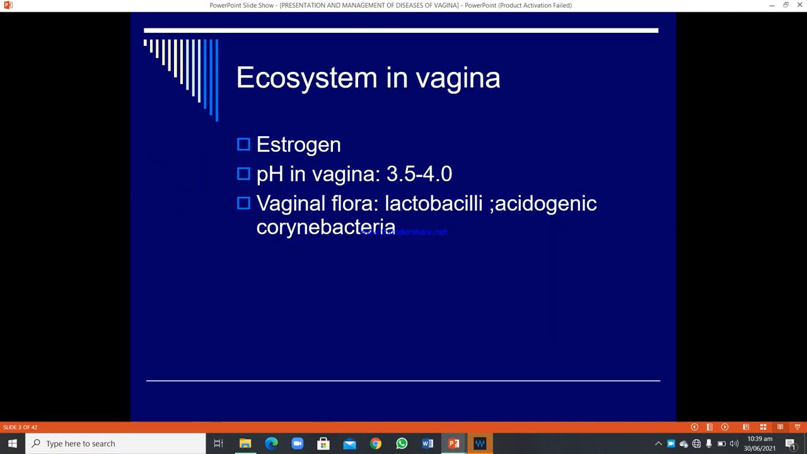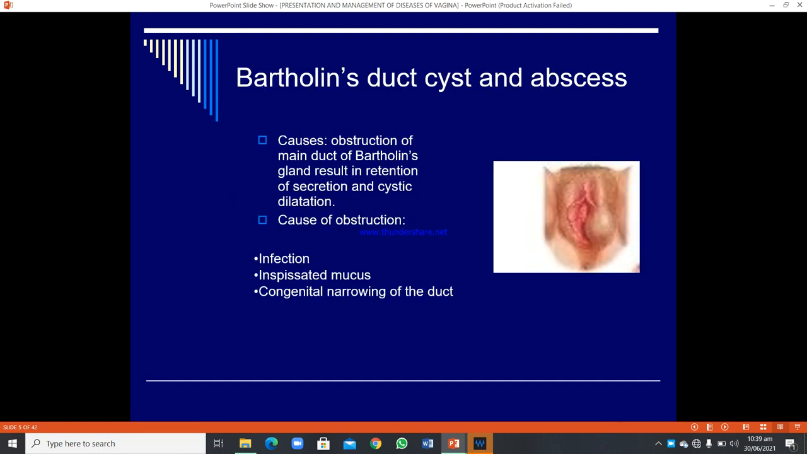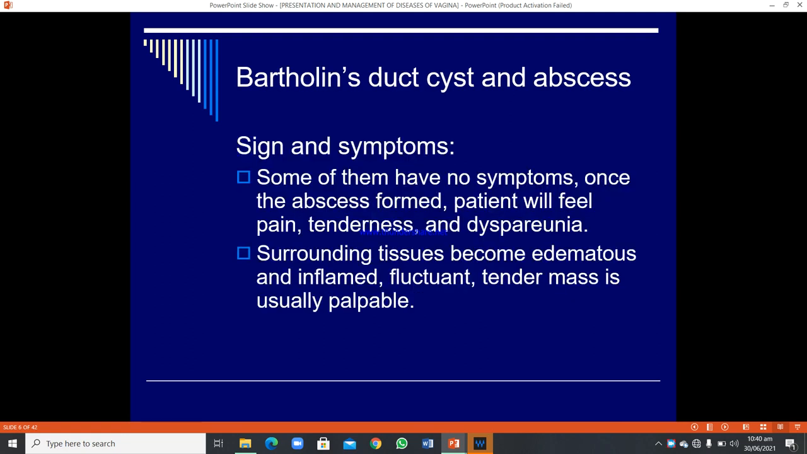Ecosystem in the vagina: estrogen, pH in the vagina 3.5 to 4, vaginal flora, lactobacilli, acidogenic Corynebacteria. Benign vaginal lesion: Bartholin duct cyst and abscess. Causes: obstruction of the main duct of Bartholin's gland results in retention of secretion and cystic dilatation. Causes of obstruction: infection, inspissated mucus, congenital narrowing of the duct.